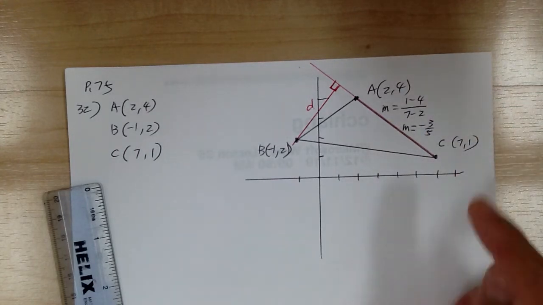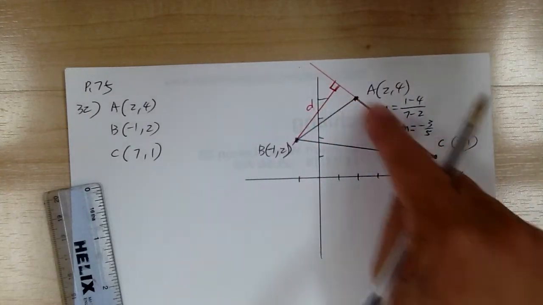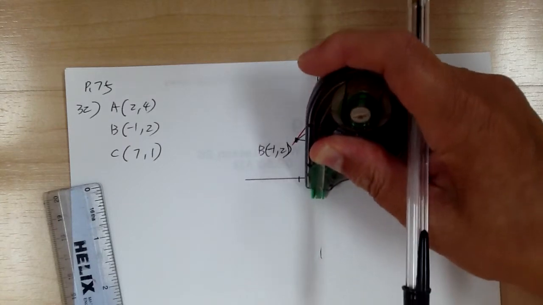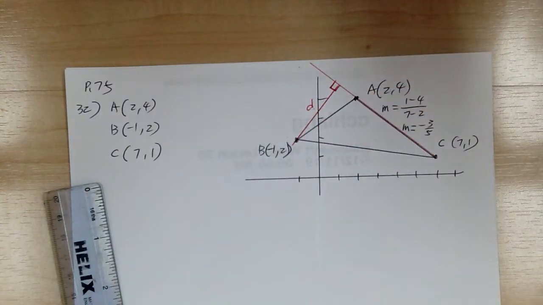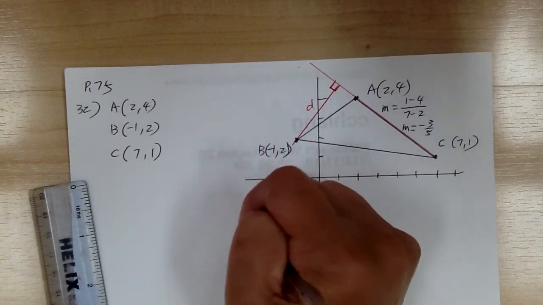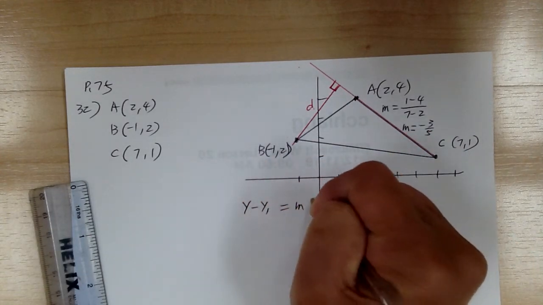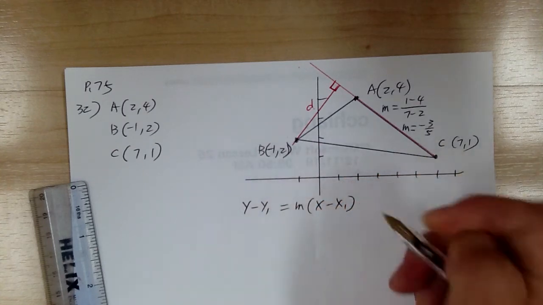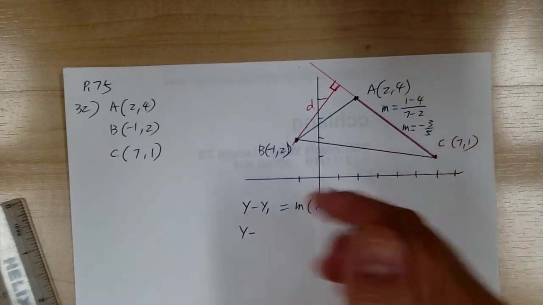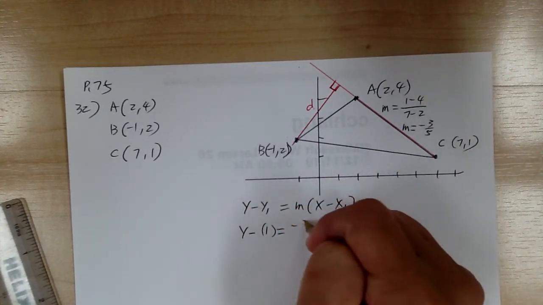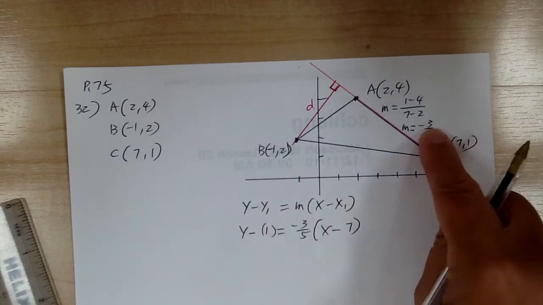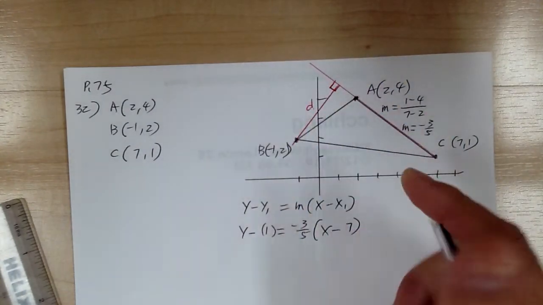After that, I'm going to use the point and the slope to figure out this equation. So use the formula y minus y1 equal to m times x minus x1. So I get y minus 1 equal to negative 3 over 5 times x minus 7. I use the point and the slope to figure out this equation over here.